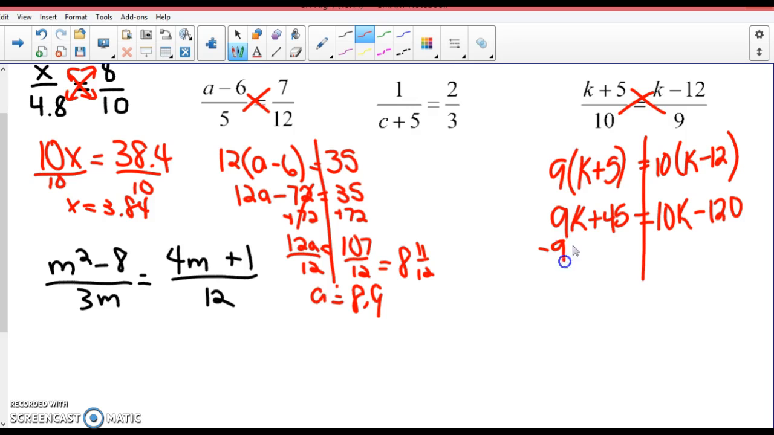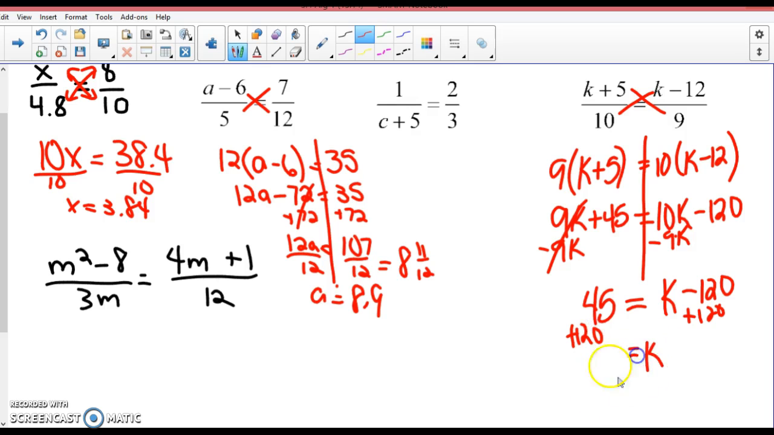I would subtract 9k from both sides. I agree with Casey. I would not subtract 10k because you're going to end up with a negative 1k. Why do you want that? So, 9k minus 9k is 0. So I have 45 equals k minus 120. And then what do I do? Yep. So I get k is 165.